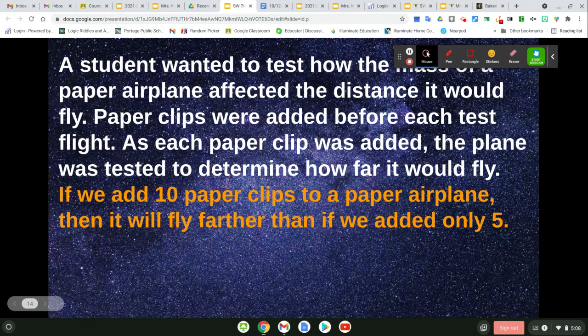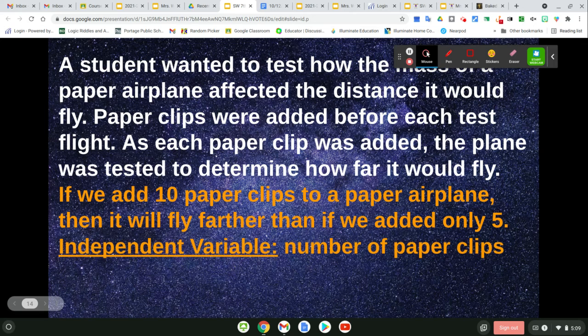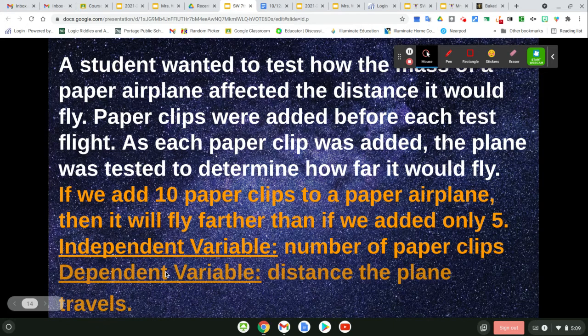So we'll make a hypothesis. If we add 10 paper clips to a paper airplane, then it will fly farther than if we added only 5. Now that's just a hypothesis. So the independent variable is in our if part of the statement, and that's talking about the paper clips. So that would be the amount or number of paper clips. Our dependent variable, the result, is found in the then part of the statement, and that's the distance of how far the plane will fly, or the distance the plane travels. Okay? All right, last one.